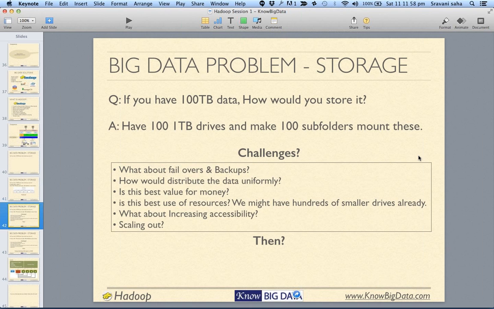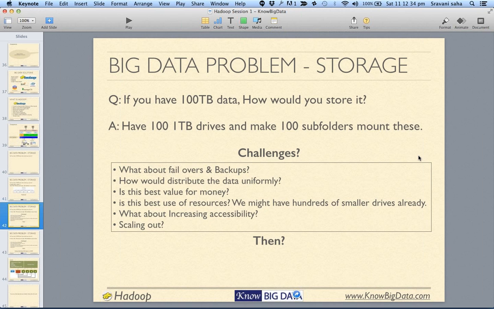Now, if you have 100 1-terabyte drives, these are the challenges you will see. First is failover and backup. You might argue that below each drive, we will put one more drive and make it RAID 1, and we'll have a backup on the same computer. But the problem is not only in the hard disk, the problem is also in case one computer goes out of network, your data is lost.